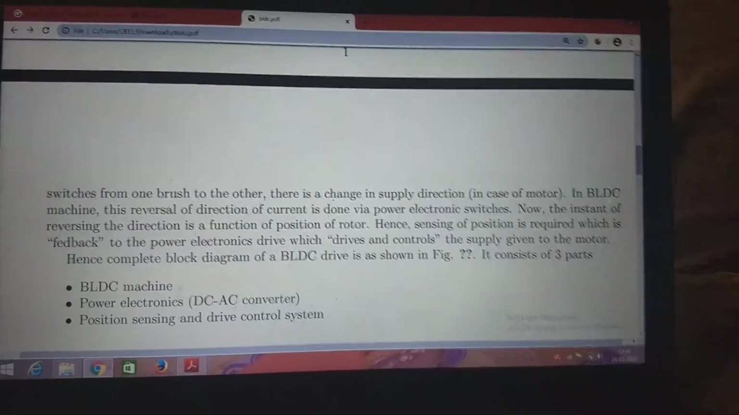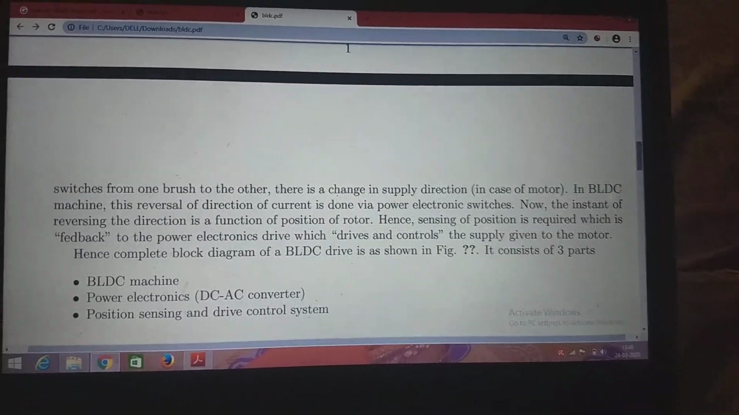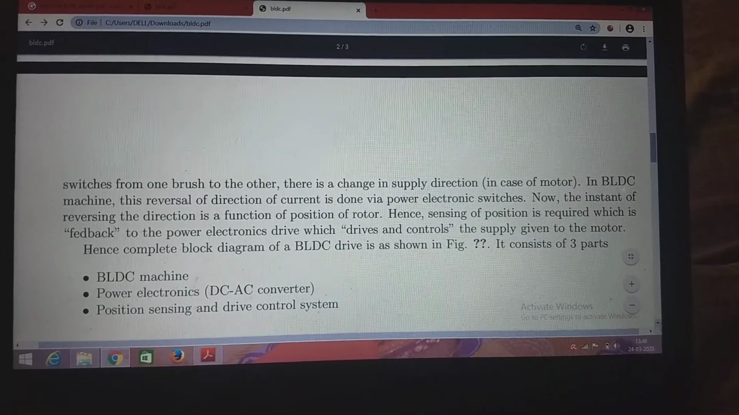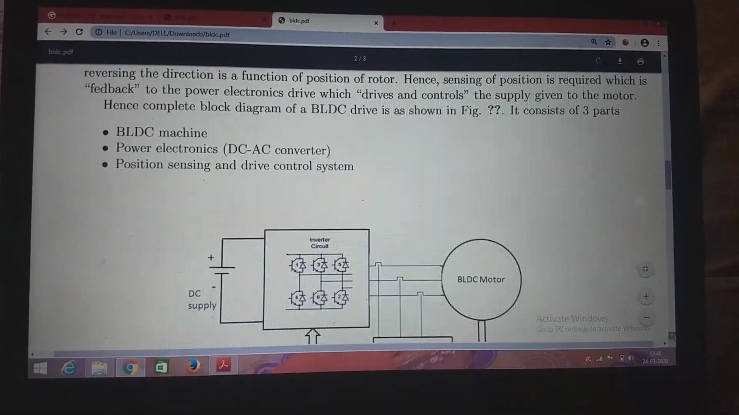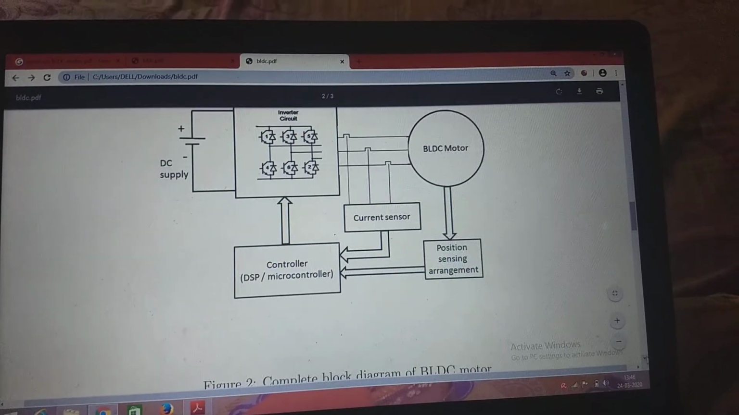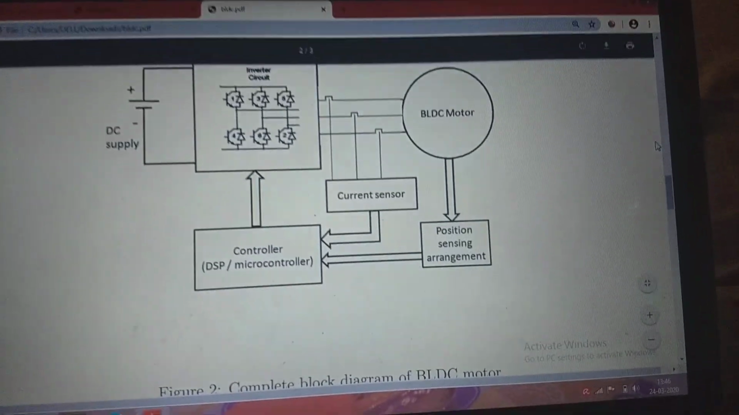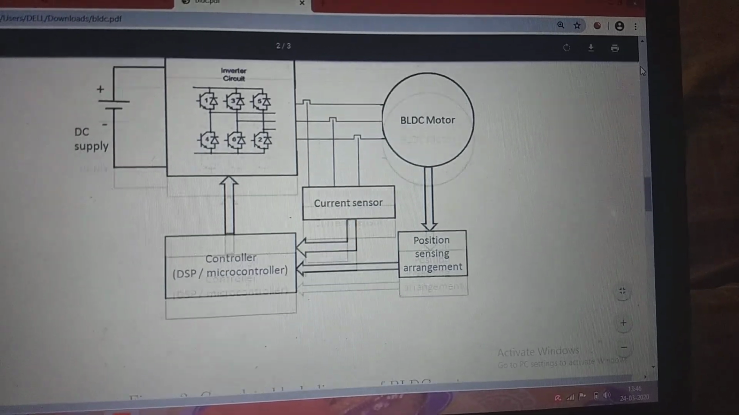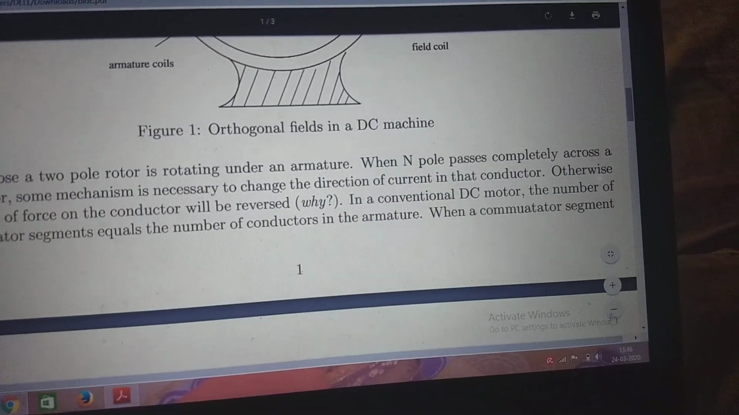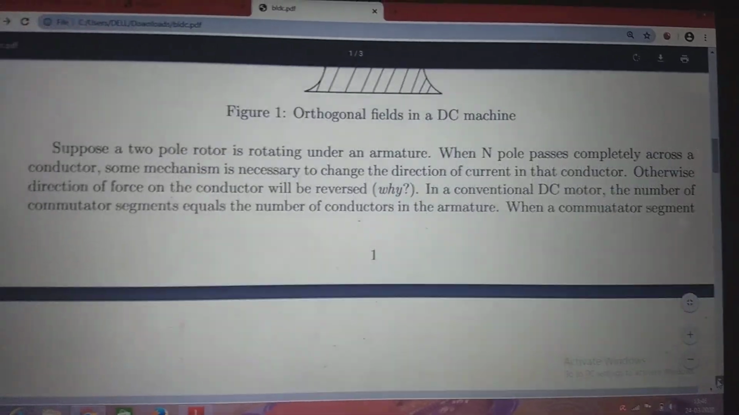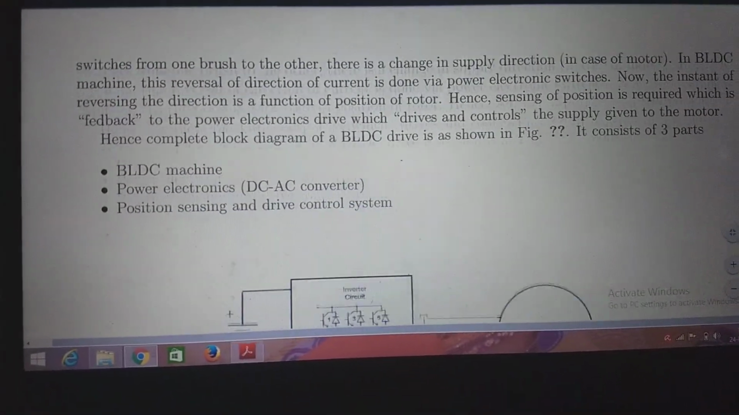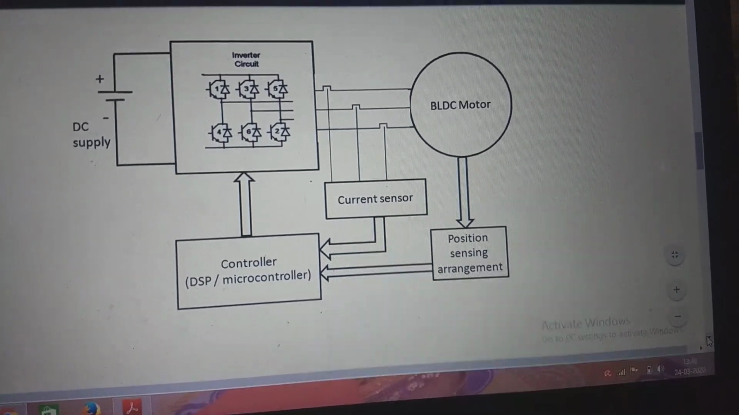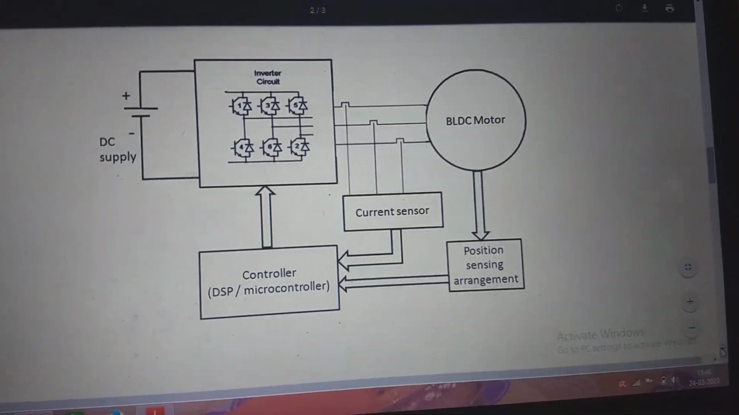Okay, so have a look at the complete block diagram of the BLDC motor. It looks like this, right? Have a look at it. Okay, this is the BLDC motor.